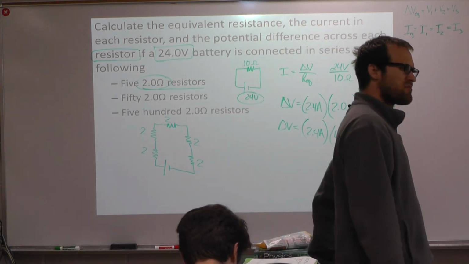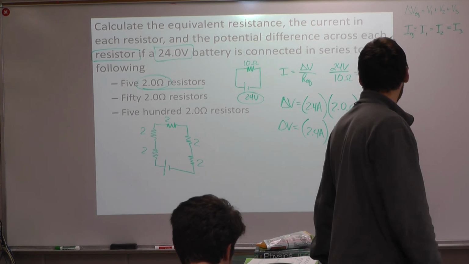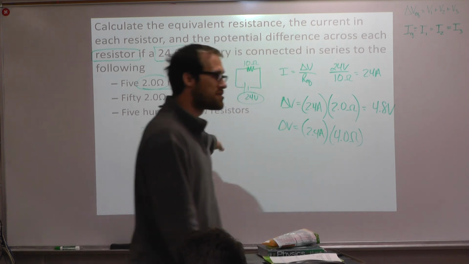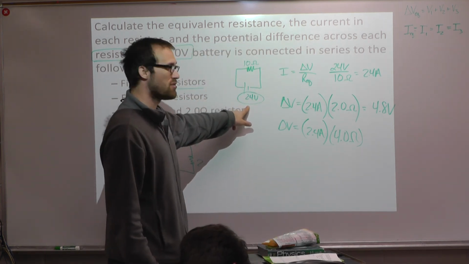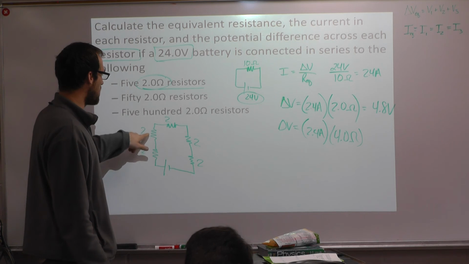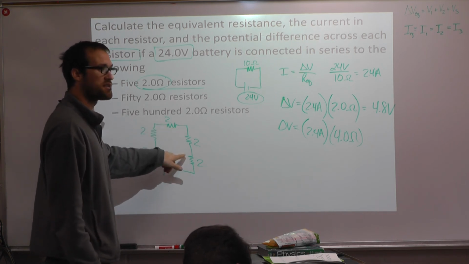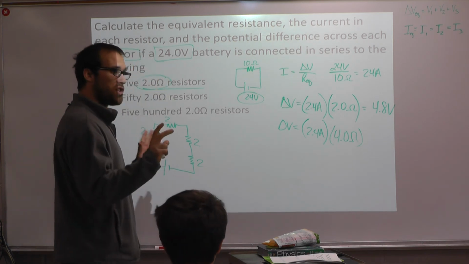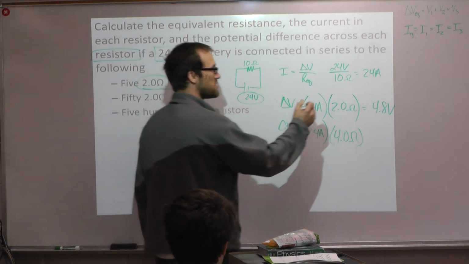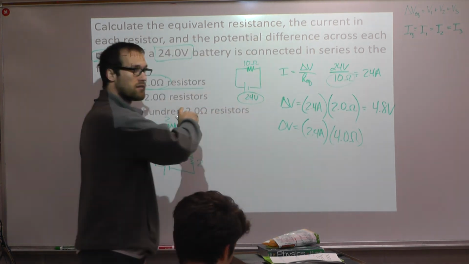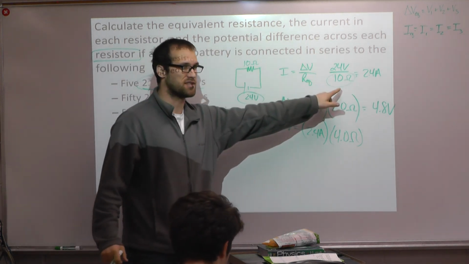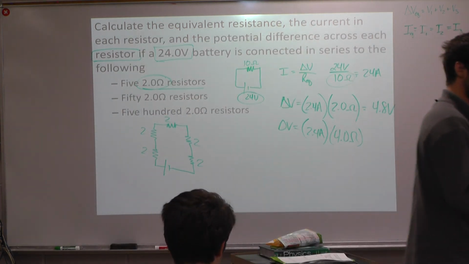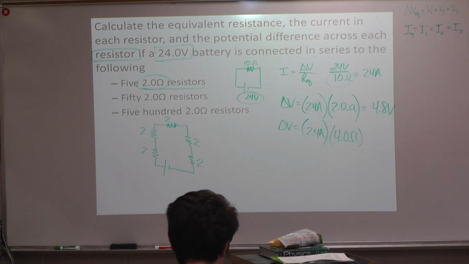I'm using 10 times 2.4, current times resistance. That's just going to give you your 24 volts, the total battery. But there's going to be a certain amount of volts that go through each resistor. I want to know how much voltage is dropped across each resistor. So what you do is use the equivalent resistance to find the current through everything. That means all the resistors added together.